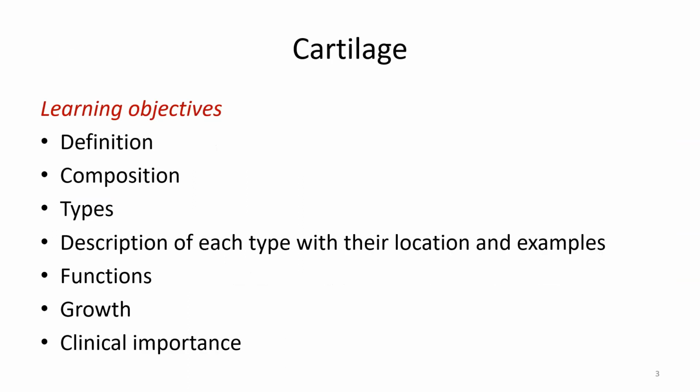The learning objectives for this session are: at the end of the lecture, the student should be able to define cartilage, which we have already defined as the sclerous connective tissue, the composition of cartilage, types of cartilage and description of each type with their location and examples, functions of the cartilage, growth of cartilage and the clinical importance of the cartilage.